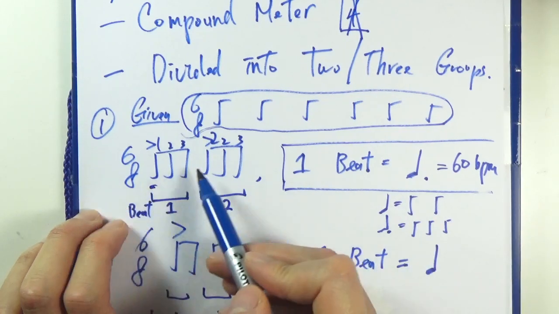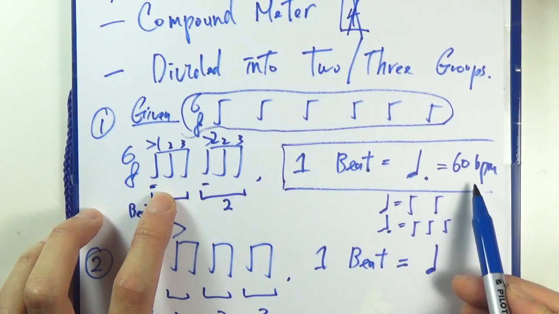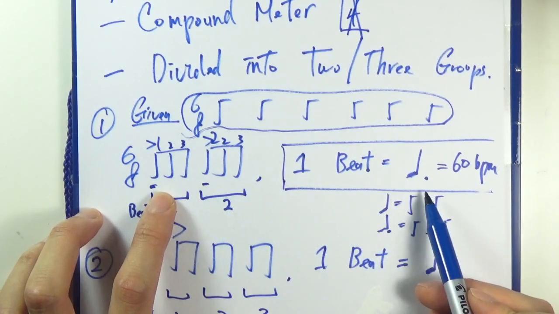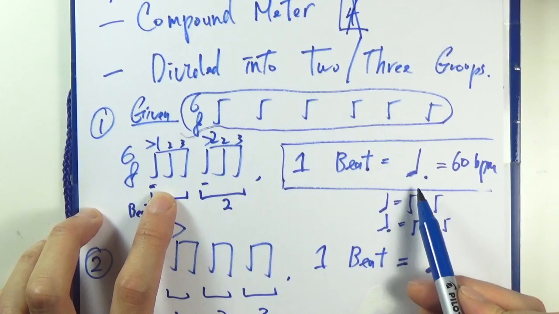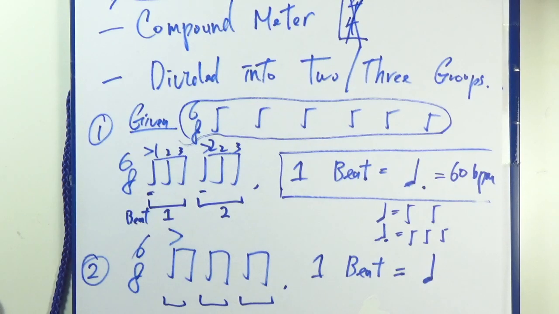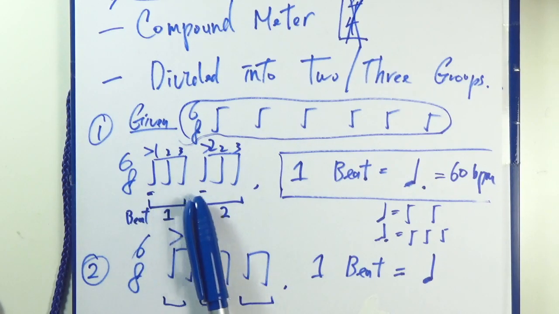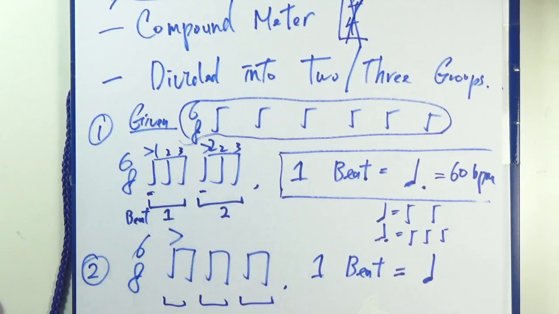So each beat here is actually equal to a dotted quarter note, and I have a metronome that's running at 60 beats per minute. All right. 1, 2, 3, 2, 2, 3, 1, 2, 3, 2, 2, 3, 1, 2, 3, 2, 2, 3, 1, 2, 3, 2, 2, 3.